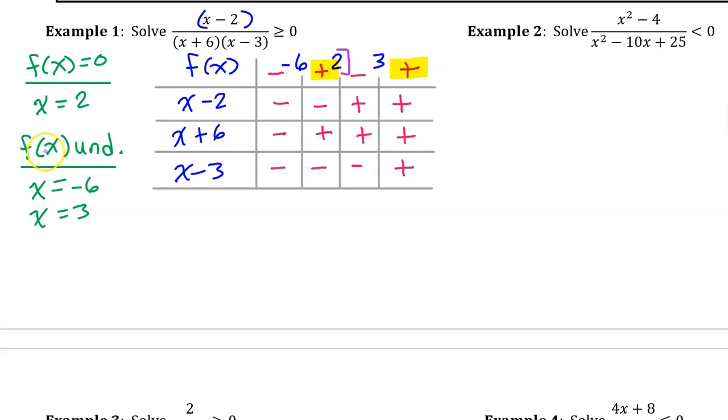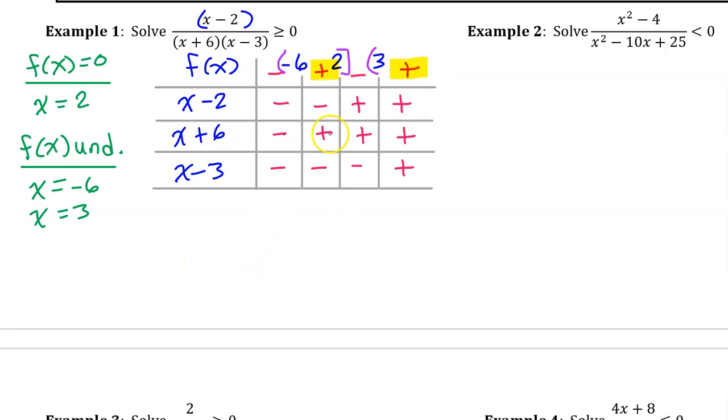However, where f of x is undefined, well, that's not going to be included. An undefined value will never be included in the solution set. So we will put a parenthesis on the -6 and on the 3 to show that these undefined values are not included in the solution set.